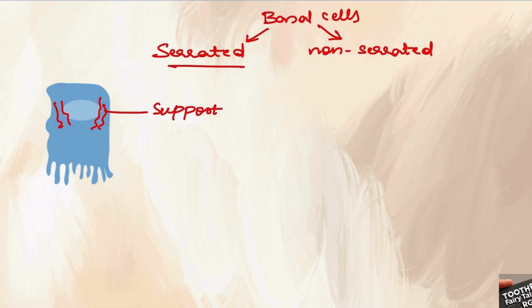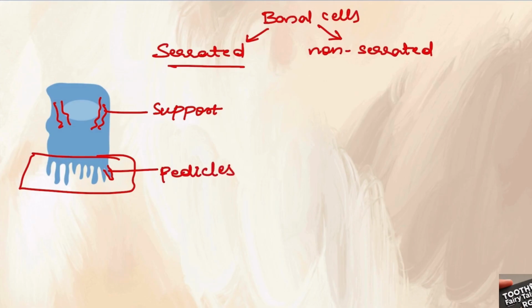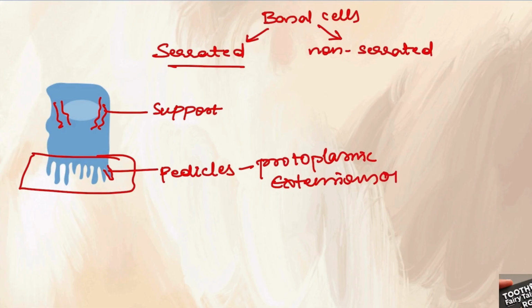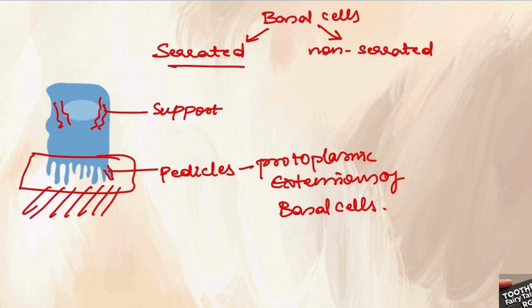Serrated cells also have some specialized structures at the base, which are known as pedicles. These pedicles are the protoplasmic extensions of basal cells, which are projecting towards the underlying connective tissue. It plays an important role in the attachment process.